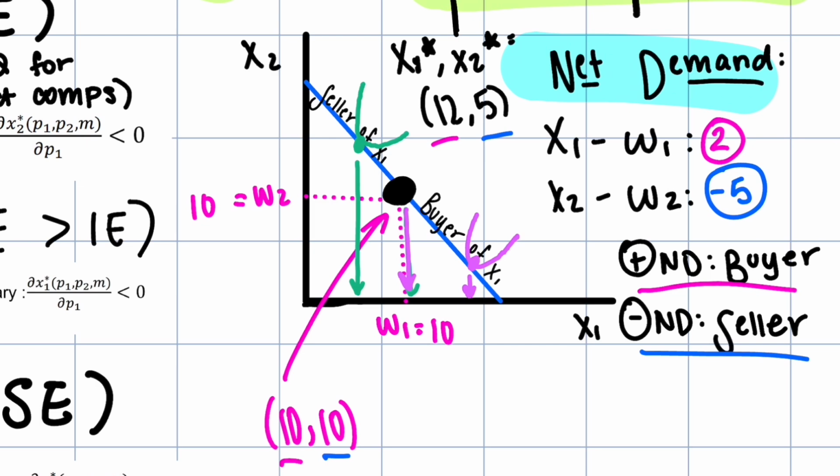Additionally, if we have a change of prices and we redraw our budget constraint, that budget constraint is always going to go through the endowment point no matter what. It's always going to go through this endowment right here because that endowment is always affordable to us.